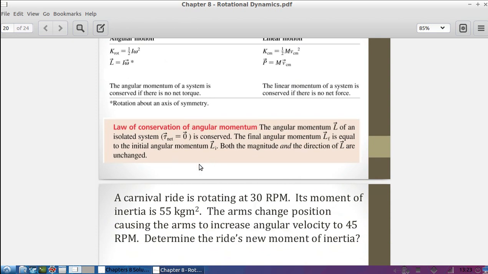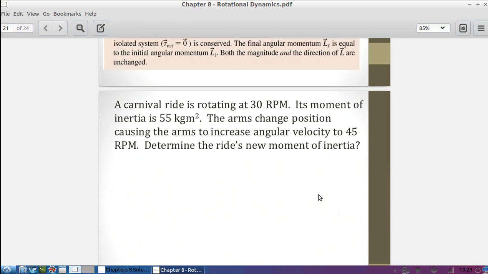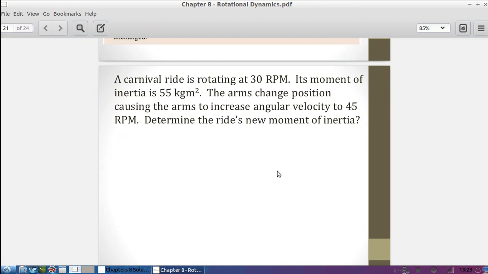So let's start with a conservation of momentum example. A pretty straightforward one. We're going to use the law of conservation of momentum to set this problem up and find the new moment of inertia for this carnival ride. So the carnival ride is rotating. It's got an initial angular velocity of 30 RPM. I hate seeing those RPMs, you probably do too. But we're going to have to convert them to radians per second, so I'll do that first. It's got a moment of inertia of 55 kilogram meters squared.